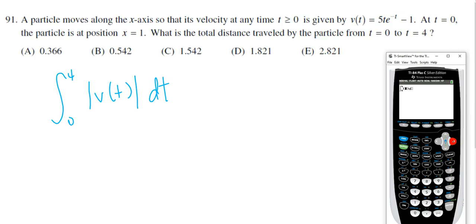To get absolute value, you're going to go math, scroll over to number, NUM, and it's the very first one, absolute value. And then we're going to plug in v of t. So 5x e to the negative x, right arrow, minus 1, dx. Thinking. 1.821, so D.